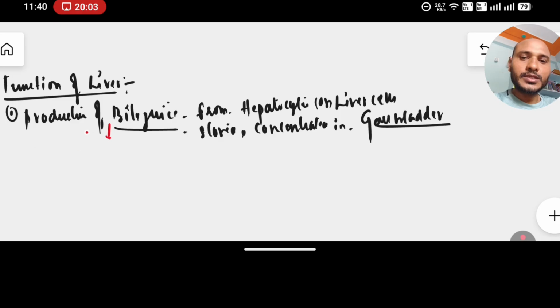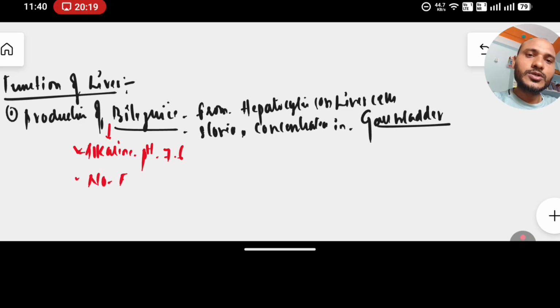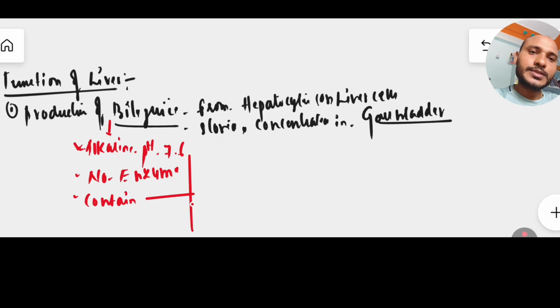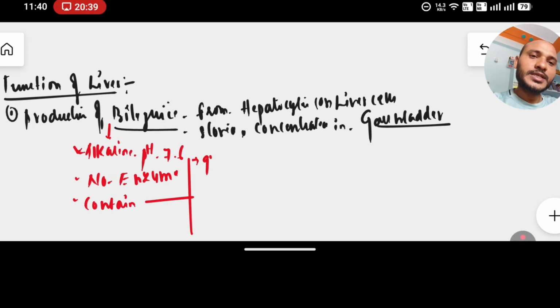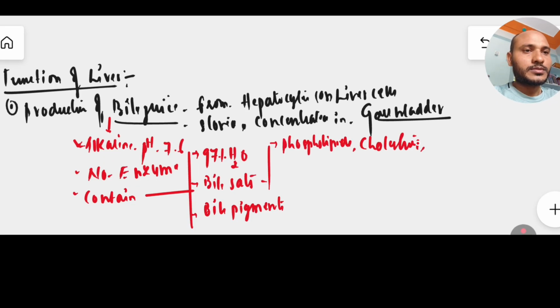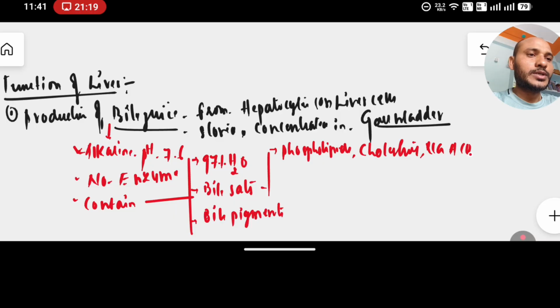Bile juice is generally alkaline in nature. Its pH is 7.6, and this bile juice contains no enzymes. Bile juice contains no enzymes, but it contains different products: mostly 97% water, bile salts, and also bile pigments. The salts include phospholipids, cholesterol, sodium bicarbonate, and sodium and potassium glycocholate and sodium and potassium taurocholate. So all these different bile salts are present in bile juice.